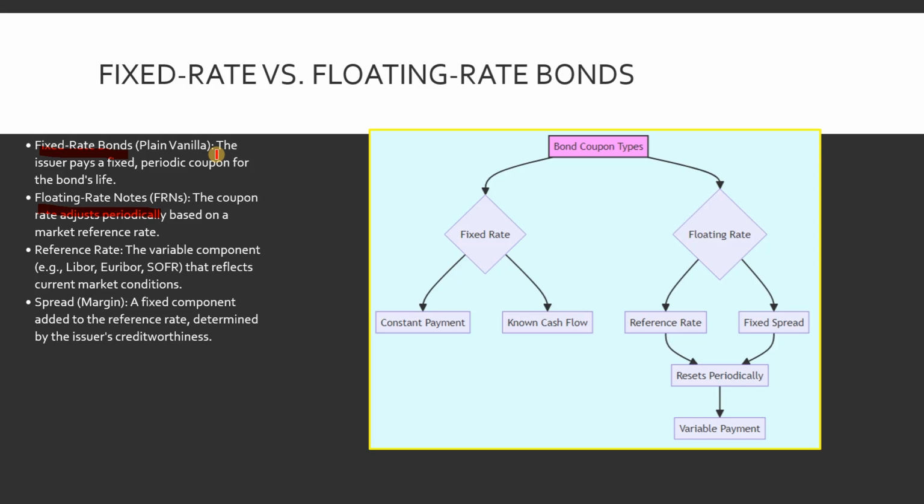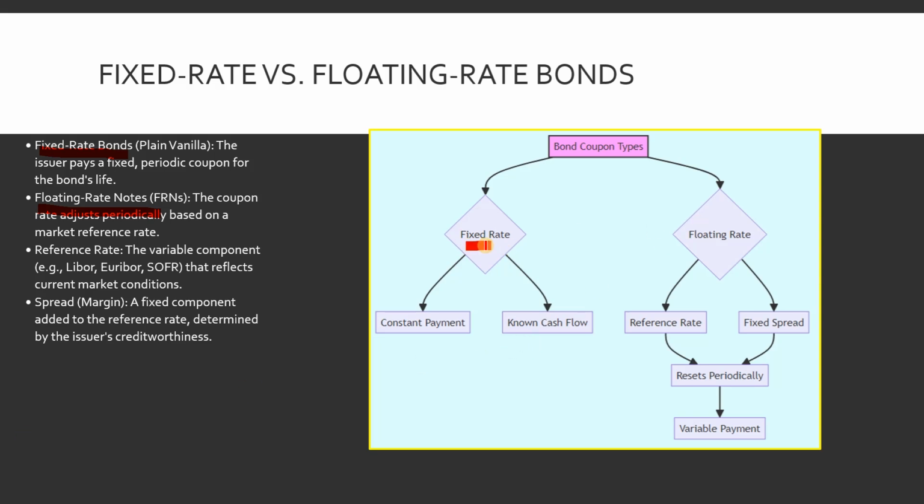This rate consists of two parts: a variable reference rate, which previously was LIBOR and has now moved to SOFR, and a fixed spread, also called the margin. The spread compensates you for the specific credit risk of the issuer, while the reference rate adjusts for general market movements. So the question may come: what does this spread cover? You can say that the credit risk of that issuer is covered using the spread.